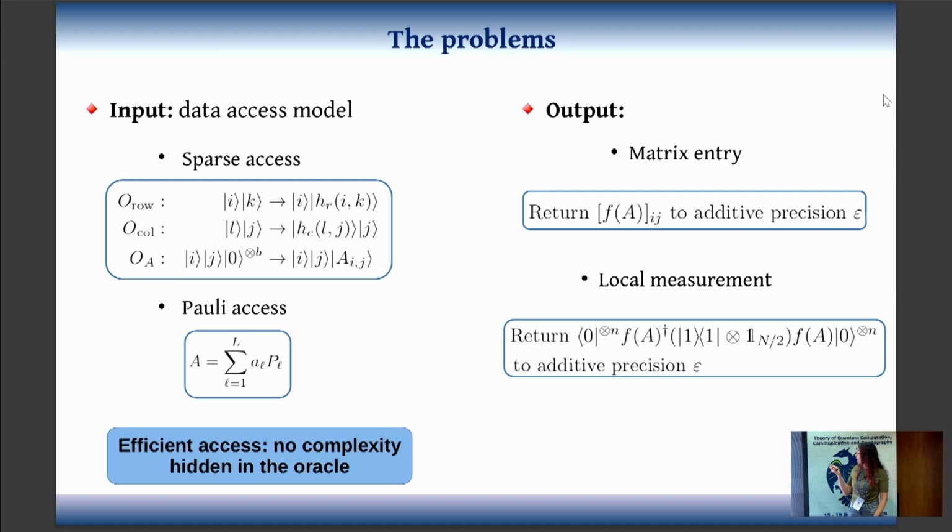Oh, there is no laser. With some additive precision. And the second one is when you use your matrix function to transform the zero state, and then you perform the simplest measurement that you can imagine on this state. It's just measuring in the computational basis the first qubit out of your n qubits.